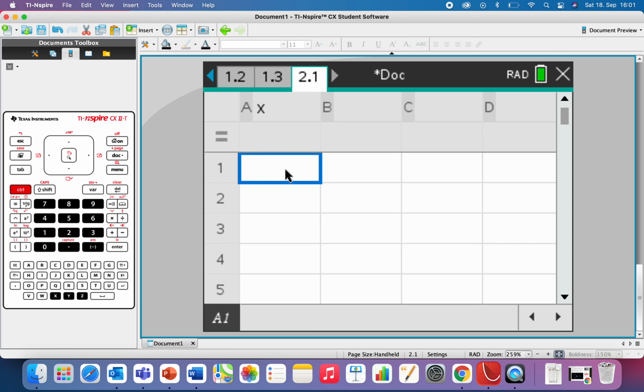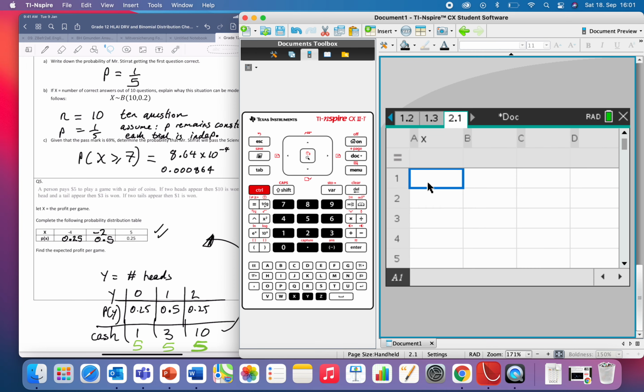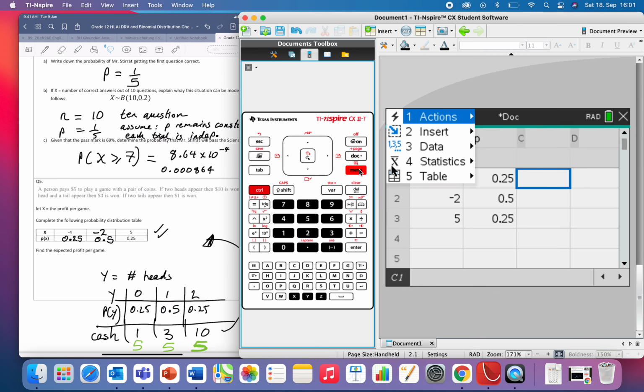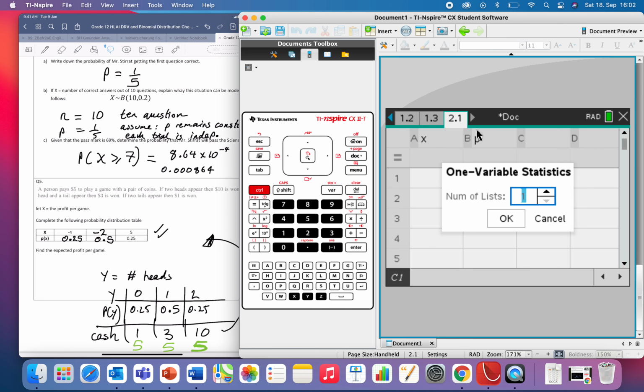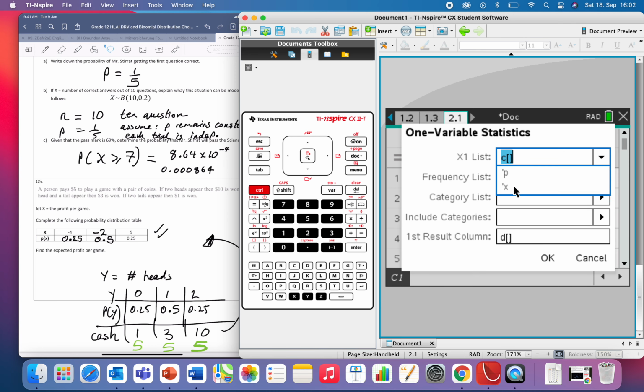So now X values are, if I go back to my question, so the X values are -4, -2 and 5, and these are going to be the probabilities, and the probabilities are 0.25, 0.5 and 0.25. Click in the next column and then menu, statistics, stat calc, and it's a 1 variable statistic. Remember, the variable is X, the profit per game. There's only 1 list, and the X list is the variable X. The frequency list, don't forget, is the probabilities, and off we go.